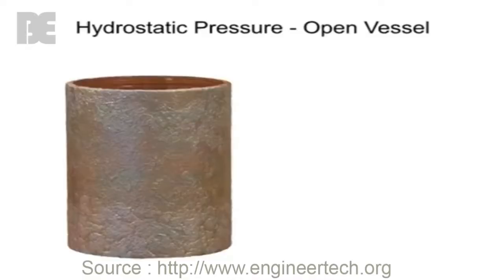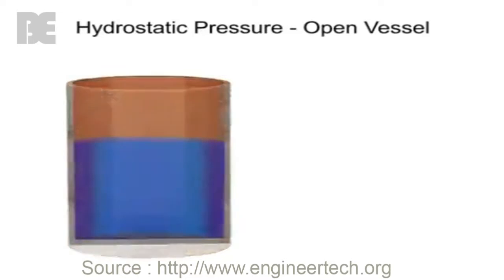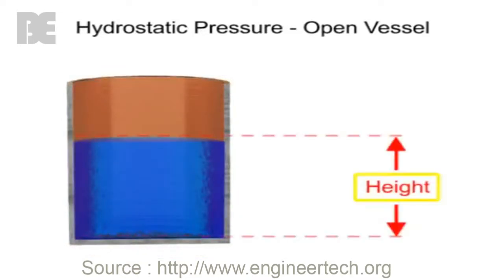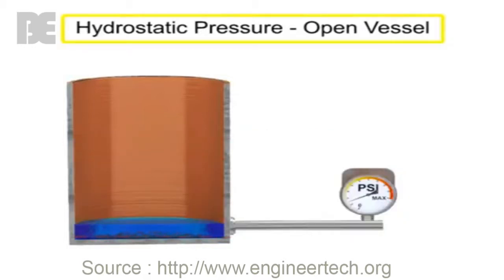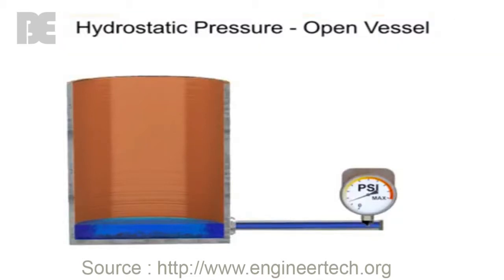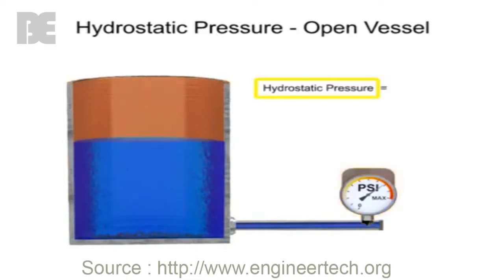The pressure exerted by a fluid material in a vessel is directly proportional to its height multiplied by its density. Hydrostatic pressure or head pressure is the force produced by a column of material. As the height of the material changes, there is proportional change in pressure. To calculate hydrostatic pressure, the density of the material is multiplied by the height of the column.